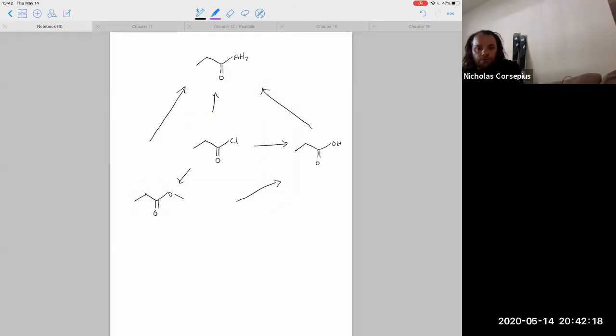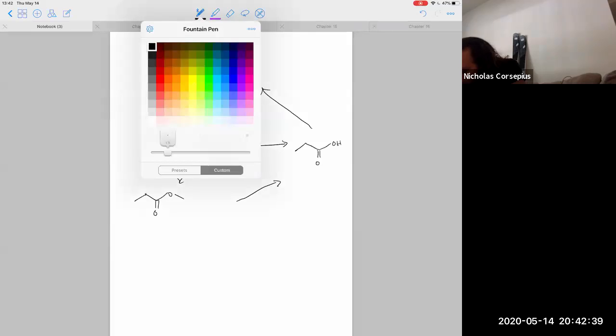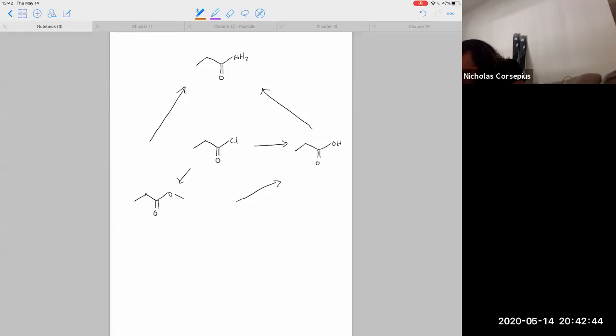You guys have only a few seconds to finish it up here. All right, so let's start with sort of this inside ring here, because I think that this is the easiest.